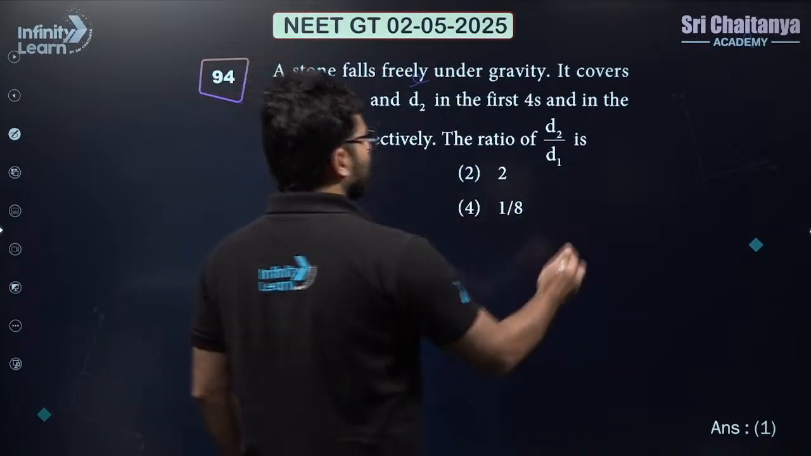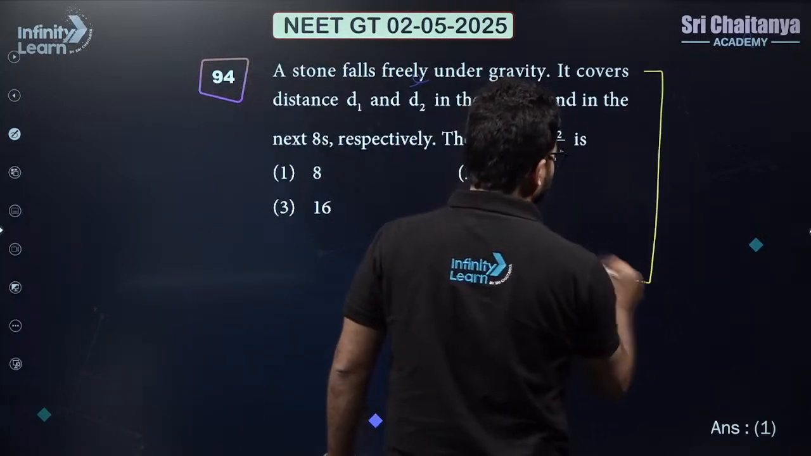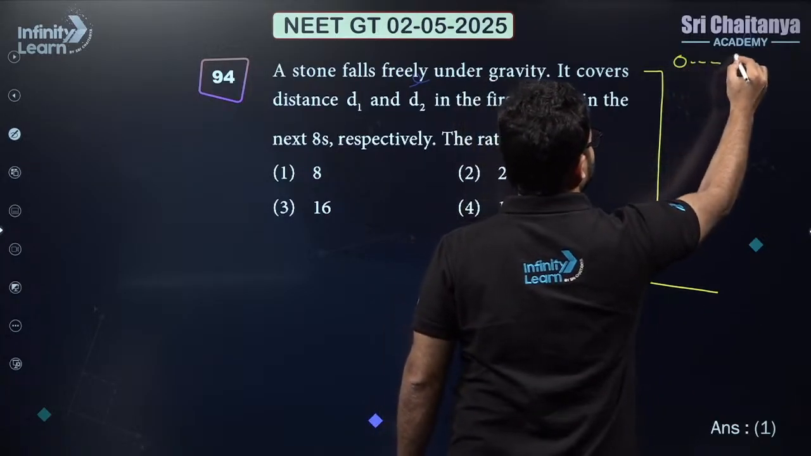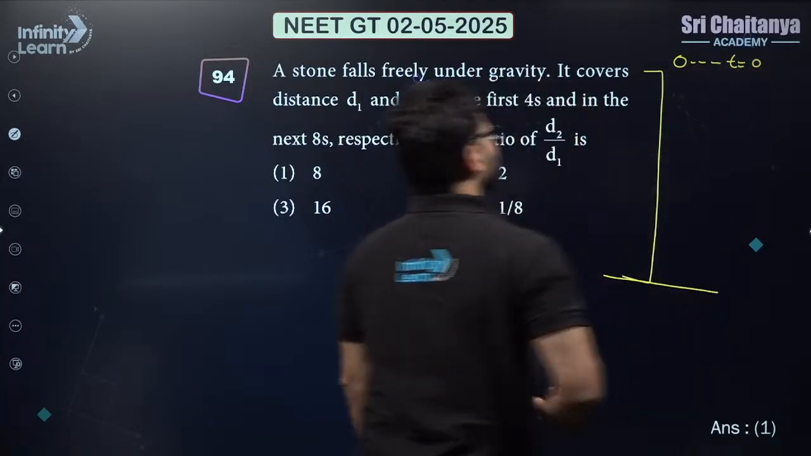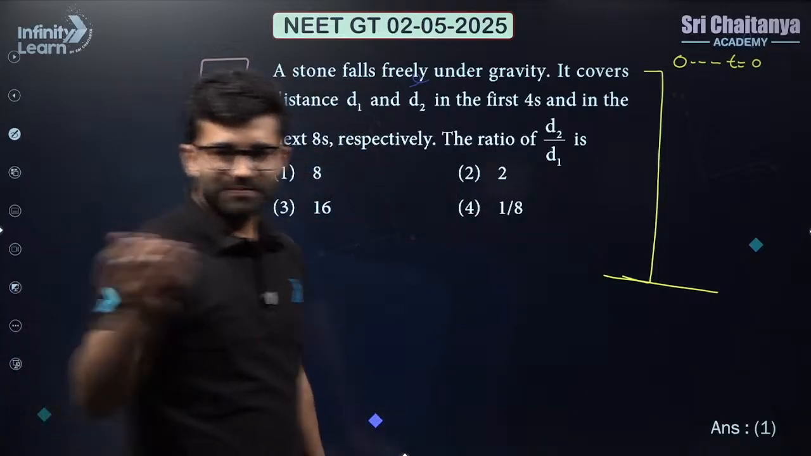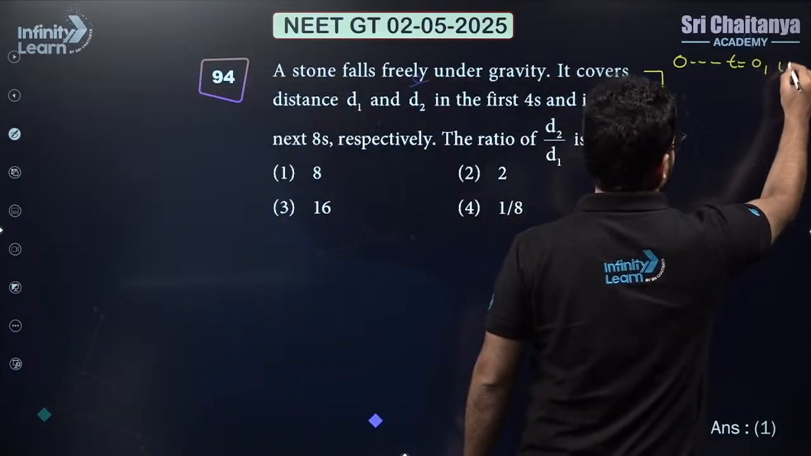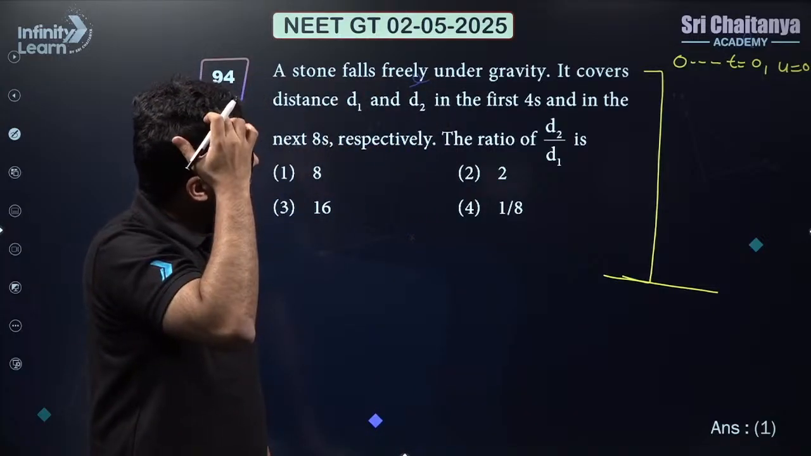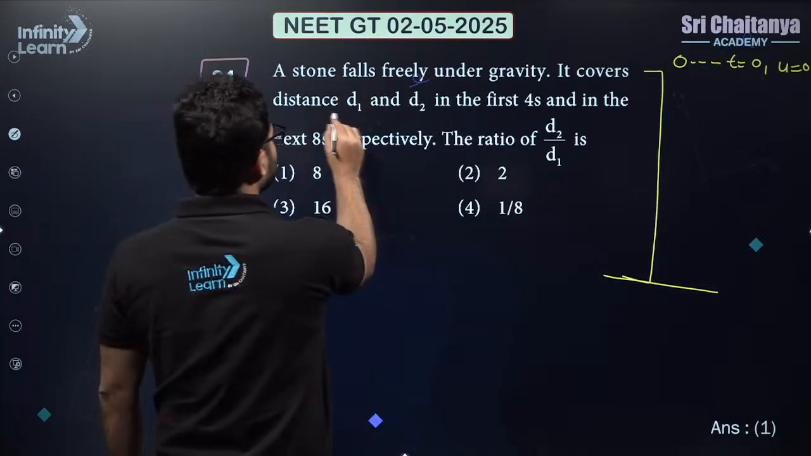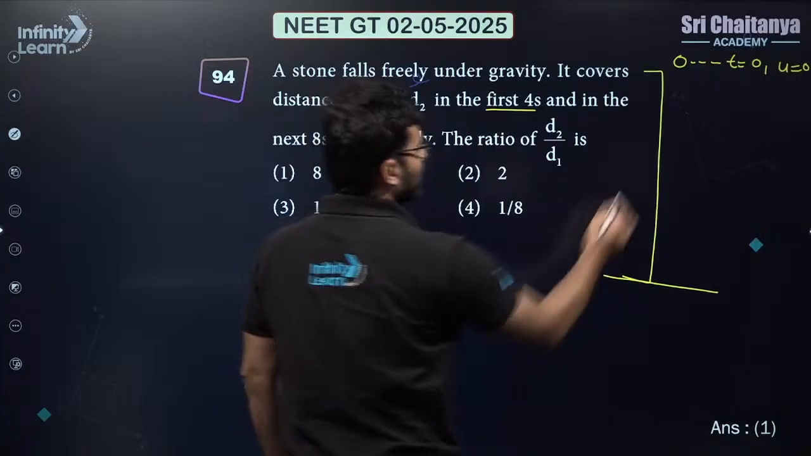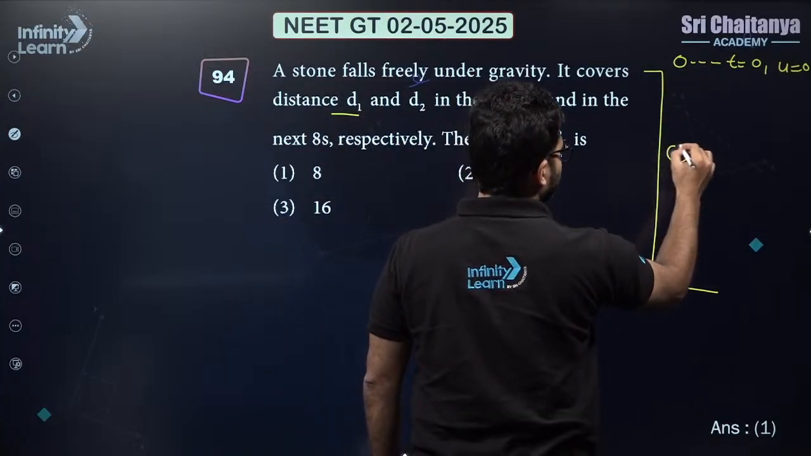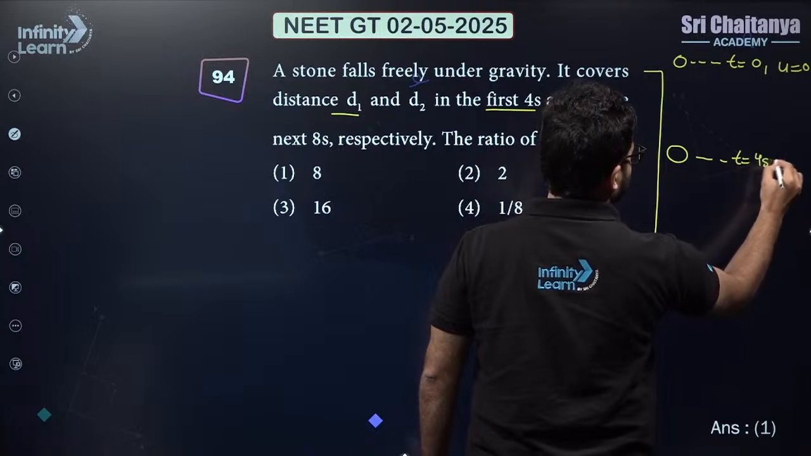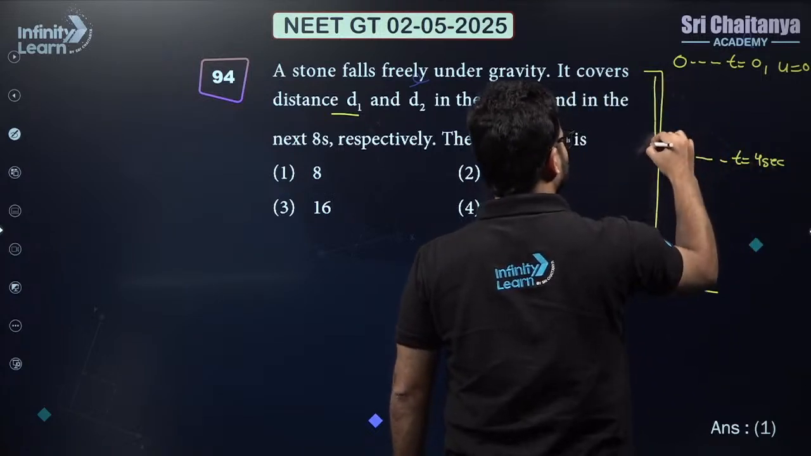So let's say I'm here at the tower, and this is my ground and I'm dropping a ball from here. So let's say this is t is equal to 0, correct? So from here I have dropped the ball. What is my initial velocity? My initial velocity is 0 because it is dropped, correct? Now they are saying that it covers a distance d1 in first 4 seconds. So let's say in first 4 seconds it comes somewhere here, and this is my t is equal to 4 seconds. So it has covered a distance of d1.